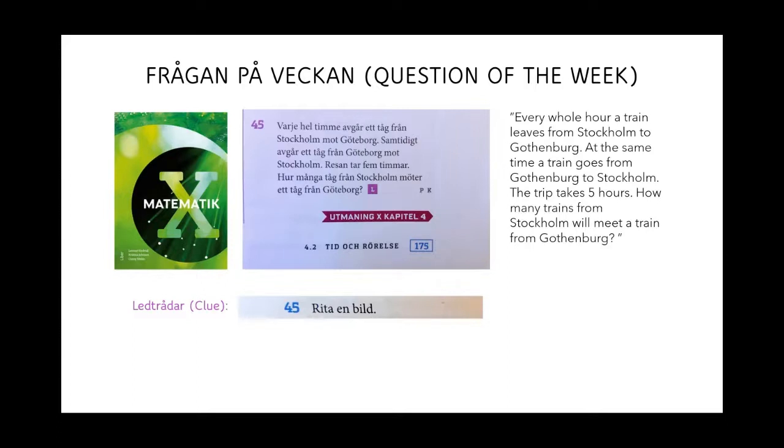And in our question, we see here the L. It actually stands for ledtrådar, which in English means a clue. So when we looked at the clue, well, the clue wasn't much of a clue. It says just "rita en bild", which means draw a picture. So the students' look when they saw this clue was priceless. So here we go.